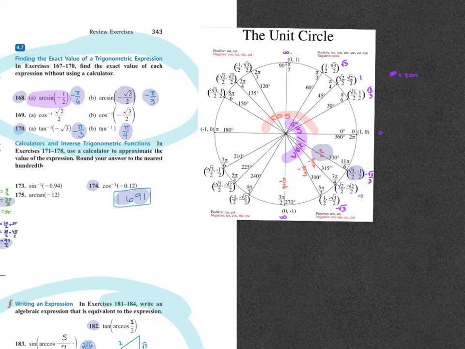B is negative root 3 over 2. So if I look back on my unit circle and I find where y is negative root 3 over 2, it happens here. And that angle is negative pi over 3. Go to 169. Cosine now. Root 2 over 2. Cosine, I use the top. So cosine's my x. Where is my x? Positive root 2 over 2. It happens here. That angle is pi over 4.